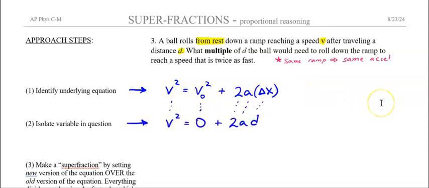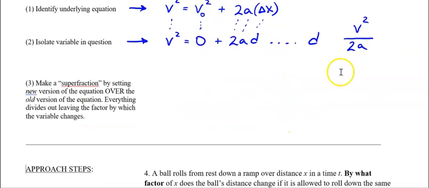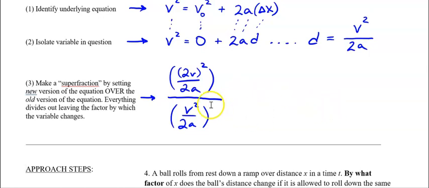So if we rewrite this equation with the given variables, then we're just going to replace delta x with d, and obviously v naught is 0. And so we want to isolate the variable d here because that's what we're trying to figure out by what factor or what multiple of d it's going to change by when we go twice as fast. And so if we do some algebra there, then d is going to be equal to our v squared over 2a.